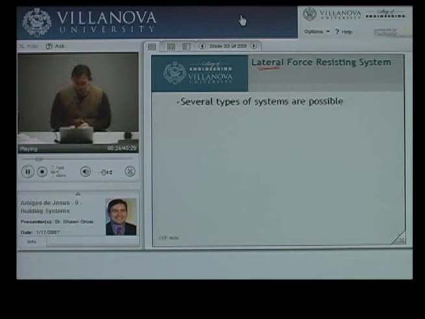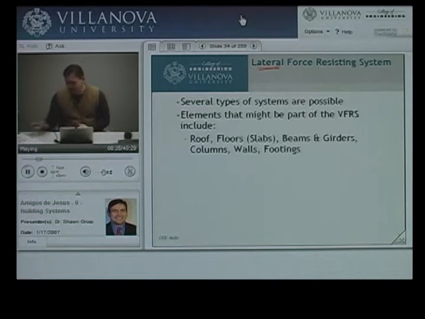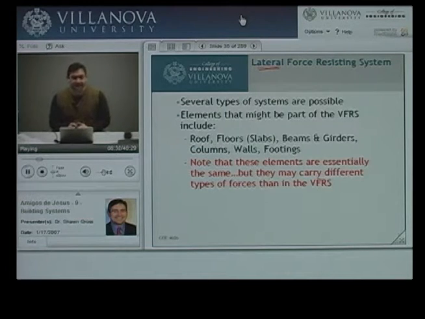If I look at the lateral force resisting system, this is going to basically, again, have several different types of systems that are possible. And if I consider the elements that might be part of a lateral resisting system, you're going to see we again have the roof, the floors, the slabs, the beams, girders, columns, walls, footings. So it's a very similar list, if not identical, basically to make the statement that these elements are going to need to resist two different types of loads. Now, I can design a system, as we'll talk about here, where the walls may resist both gravity loads, that is vertical loads, and lateral loads. Or I can design a wall that resists only lateral loads. Or I can design a wall that only resists vertical loads. I just have to work through what that total system is going to be.